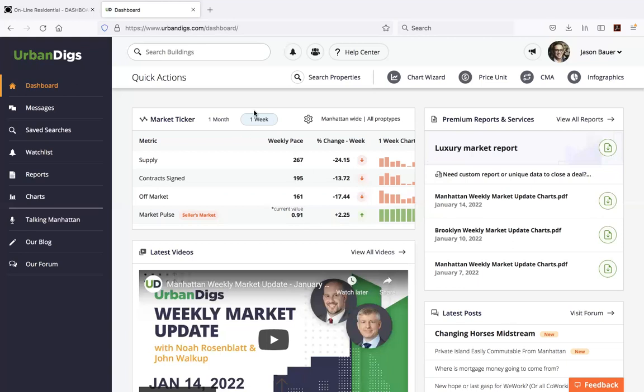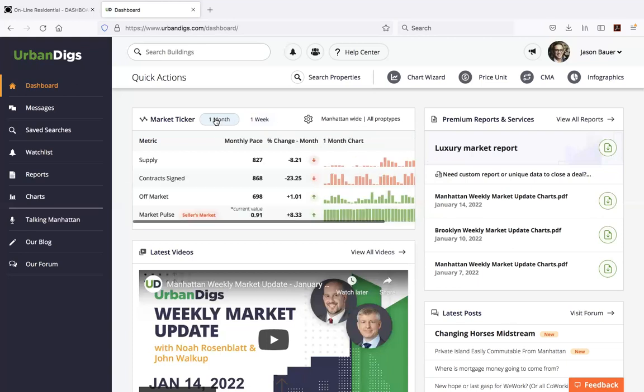We can look at it over a 1 week period, or toggle over here and look at a 1 month period to get a sense of what's happening with the market. If we look here, the supply of apartments over the last month across Manhattan was 827 new listings, and 868 contracts were signed. So we're actually seeing more properties go into contract than are coming onto the market, which is pushing down inventory and potentially pushing up prices. If we look at the market pulse here, we can see that across Manhattan, we're in a seller's market.